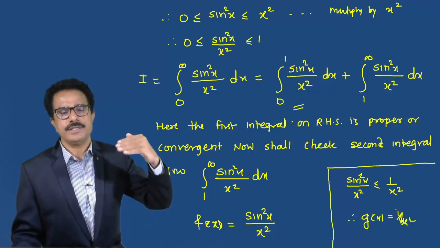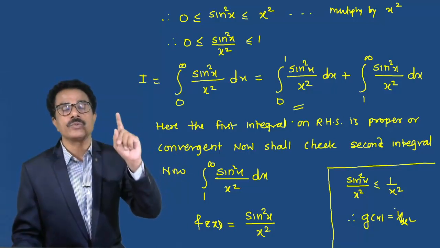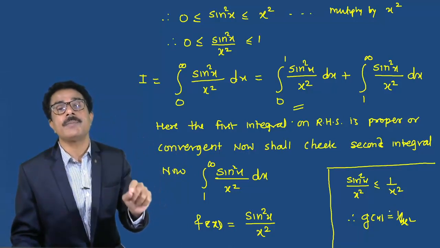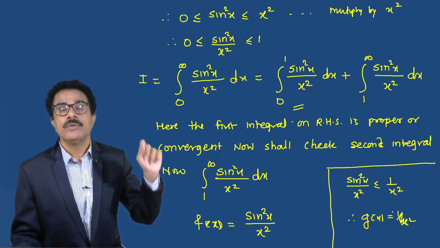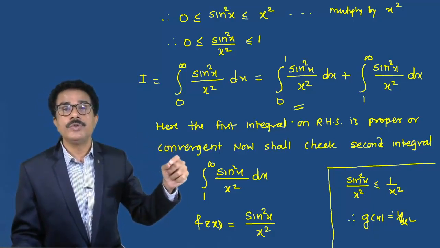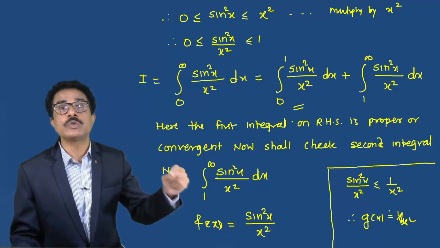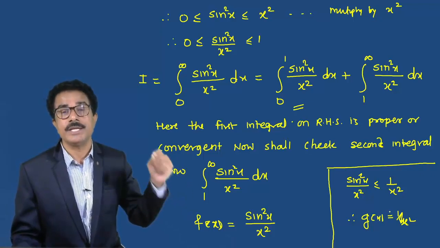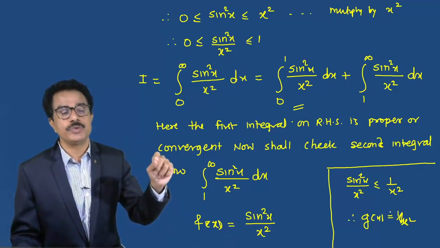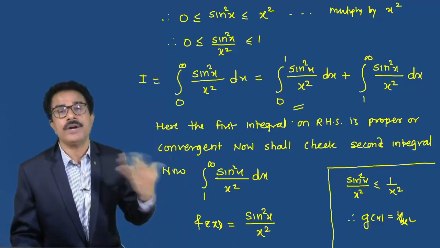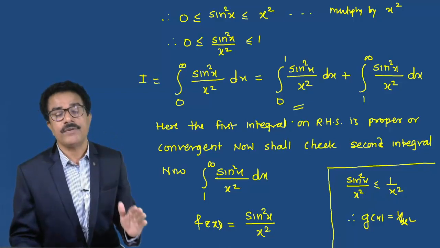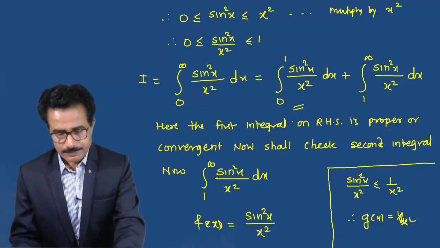Each and every g of x we have to write in the form of 1 upon x square or k upon x raised to n, because we have to use the useful integral. This is the useful integral. We have seen one important theorem, that is useful integral 1 upon x raised to n. So each g of x we have to consider in the form of 1 upon x square.